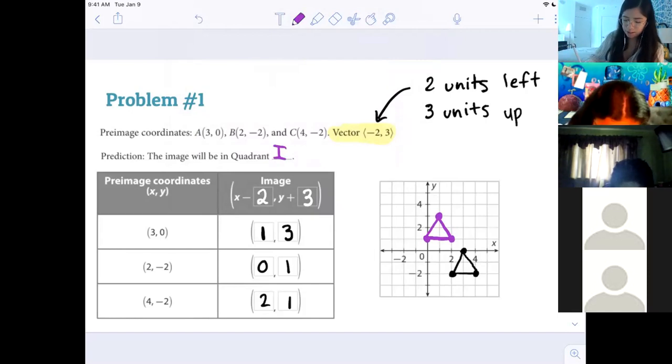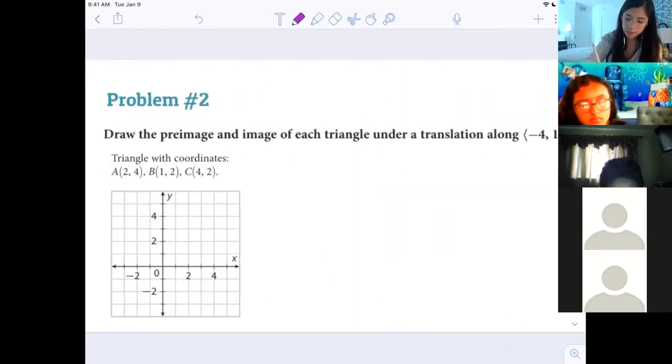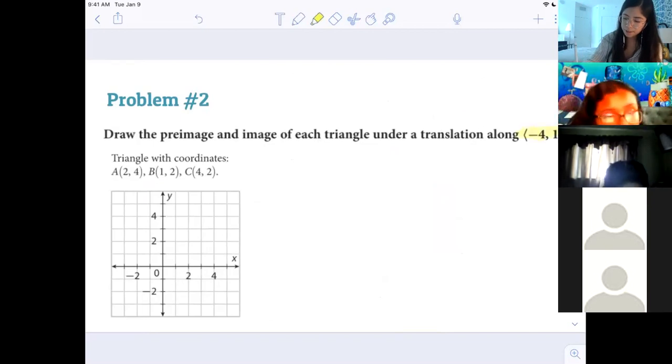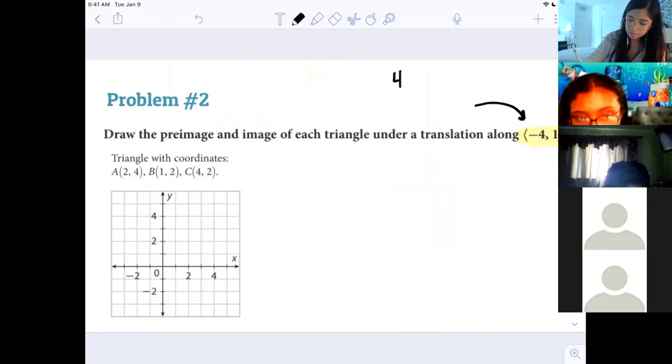Okay. Next problem. Again, you do not need to write this down, so I should see eyes on the screen because there's nothing to write down yet. You're just watching. Now I'm going to do the same thing. Who can explain with me using words what's going to happen when I apply my transformation? It's going to go 4 units to the left and 1 unit up. Good.